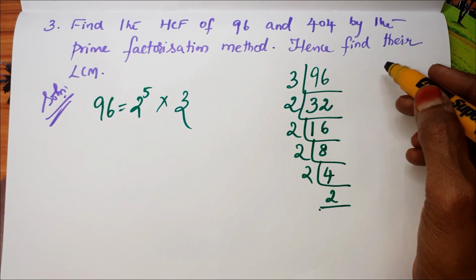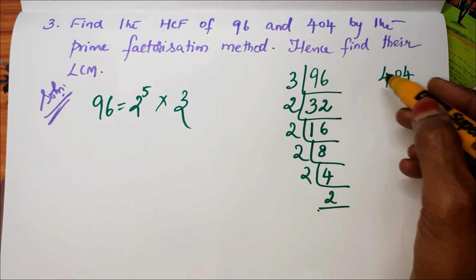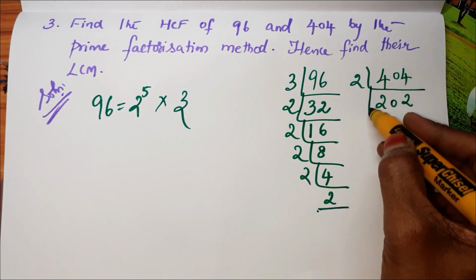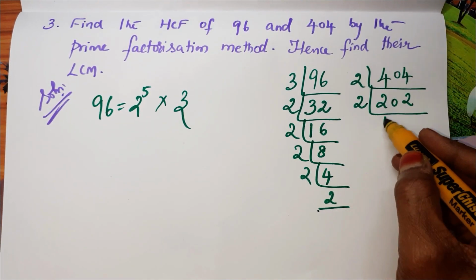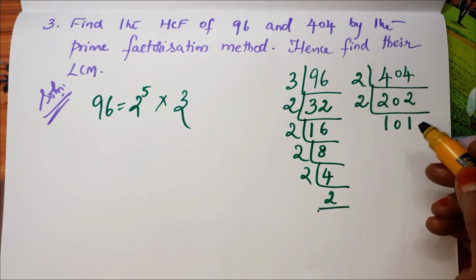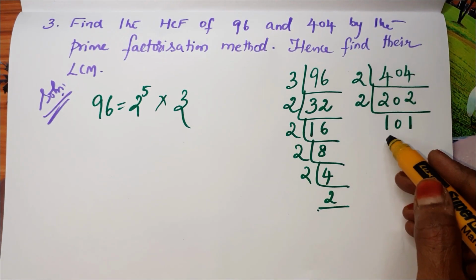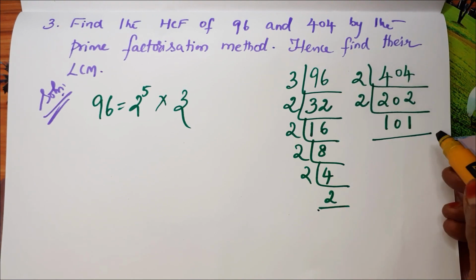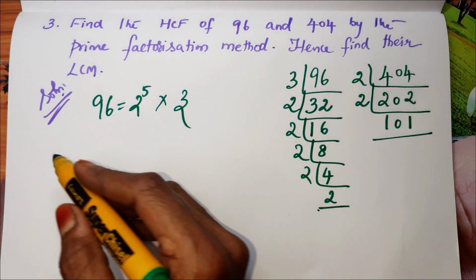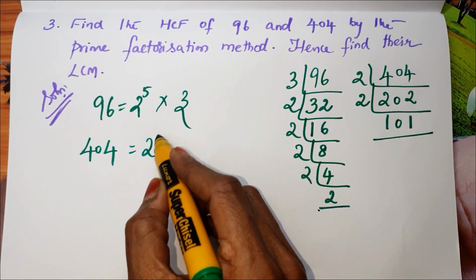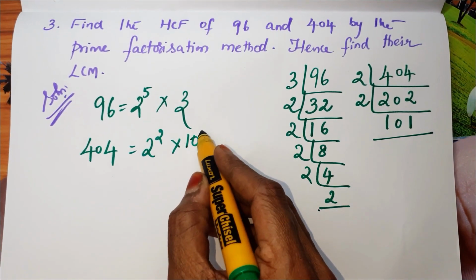Now come to 404. We can start with 2. So 202. Then we can start with 2, 101. Do you have any factor for 101? No, it is a prime number. Therefore, 404 can be written as 2 to the power 2 into 101.